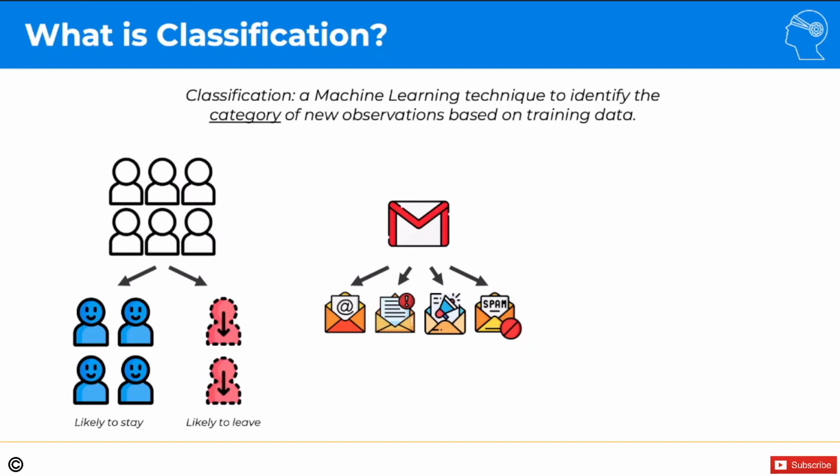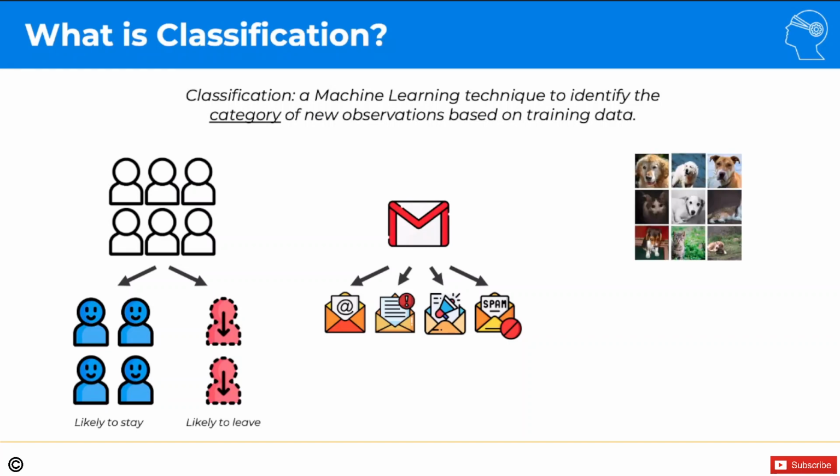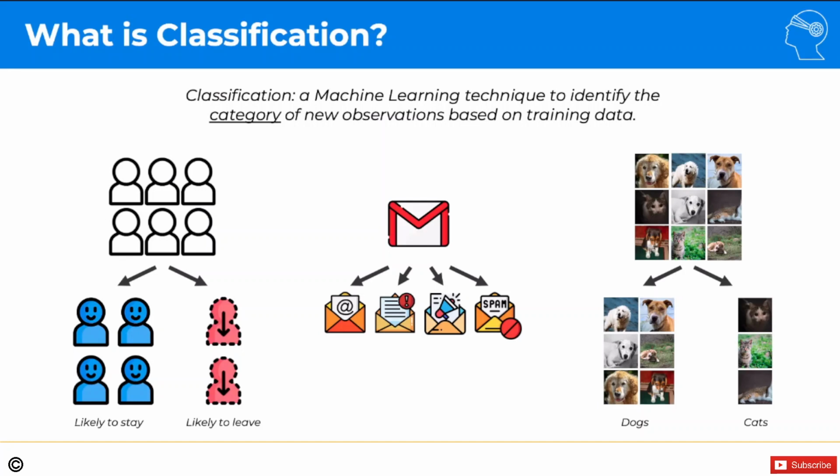And another application is image recognition. So for instance, here we have images of dogs and cats. Classification would be able to separate dogs from cats. So those are just a few examples. As you can see, it's a very powerful tool.